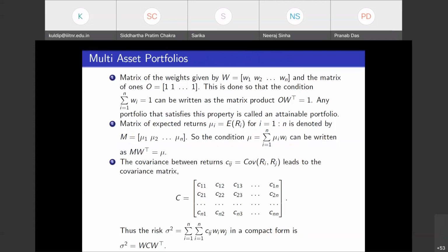So that this expected return of the portfolio can be written in terms of this matrix. And we now have a matrix of covariance so that the variance of the portfolio can be given in terms of this covariance matrix C.